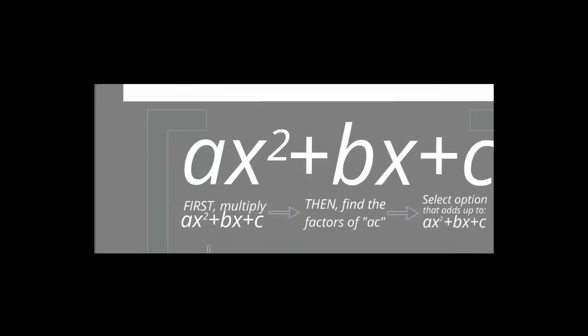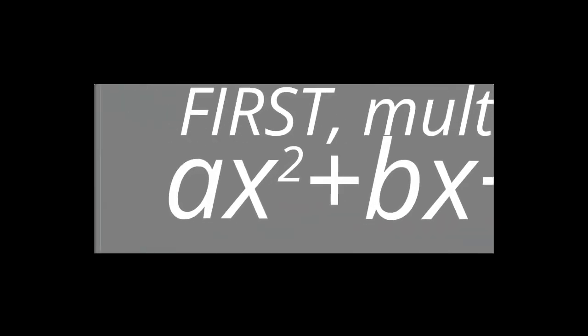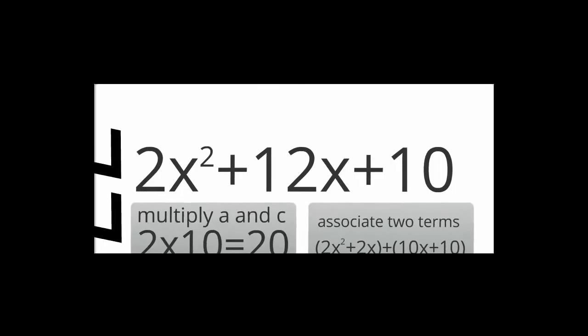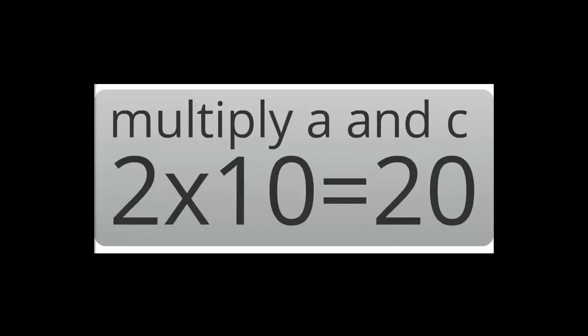Factoring ax squared plus bx plus c. First, we must multiply the values of a and c. In the example we're going to be using, we will be multiplying the 2 and the 10, as you can see, and get 20.